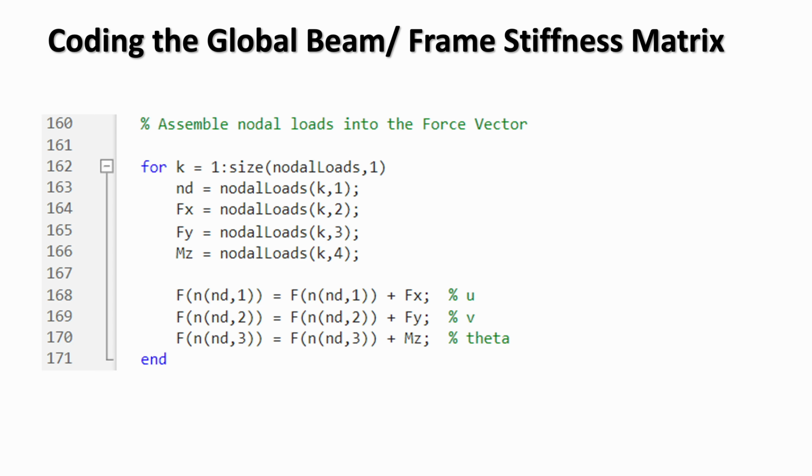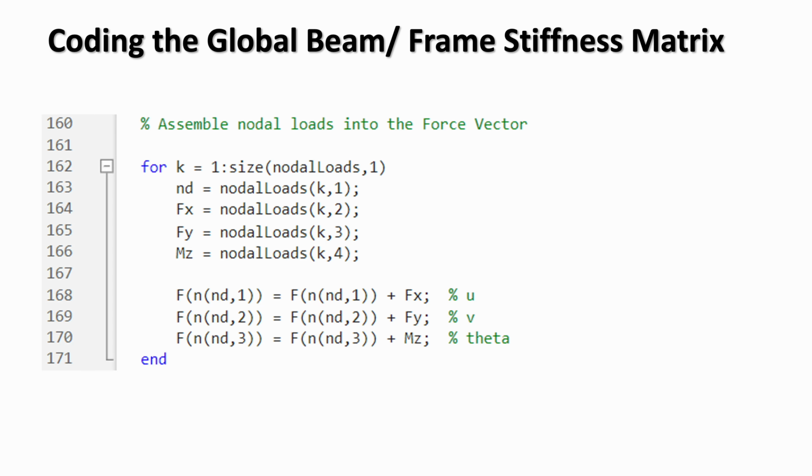For the current row, we first read off the node number and then extract the 3 load components associated with that node. Next, we need to place each of these in the correct location in the global force vector F. To do that, we use the mapping array N, which we already defined previously, and this tells us the global degree of freedom numbers for each node. For example, the first column of N gives the degree of freedom number for horizontal displacement, the second gives the degree of freedom for vertical displacement, the third gives the rotation.